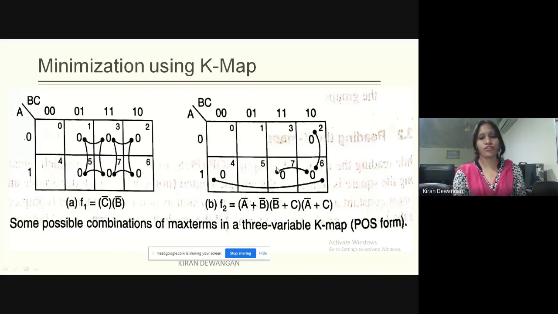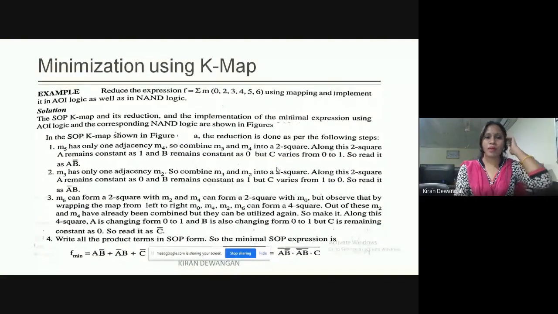Again in the case of POS, these are the max terms given to us in a 3-variable K-map. Now this was the example that we were discussing in yesterday's class. Reduce the expression f, which is given as summation m 0, 2, 3, 4, 5, 6. Now these are the min terms present in the function.